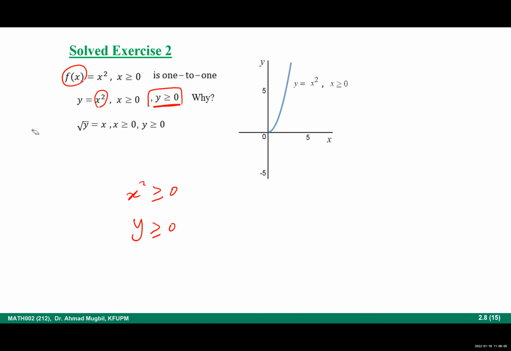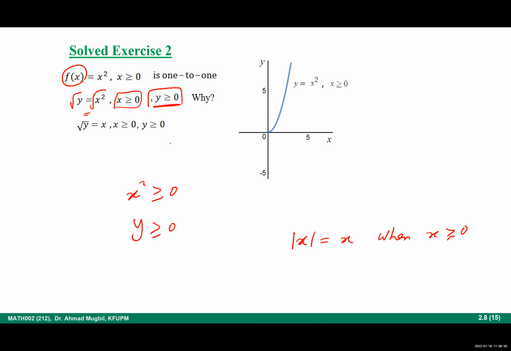Now, you will take the square root of both sides. Then here you will have the absolute value of x equals the square root of y. But x is non-negative. So because x is non-negative, we will replace the absolute value by what? By x, because the absolute value of x is equal to x when x is greater than or equal to 0.